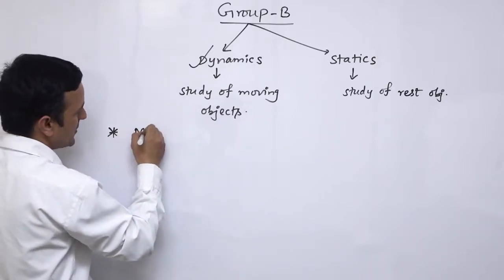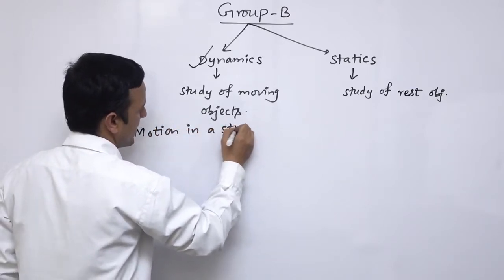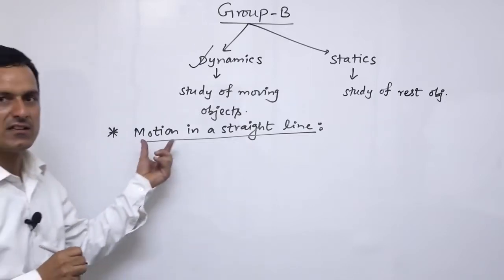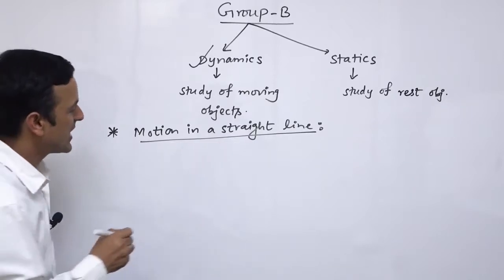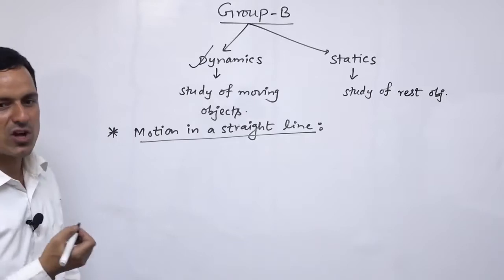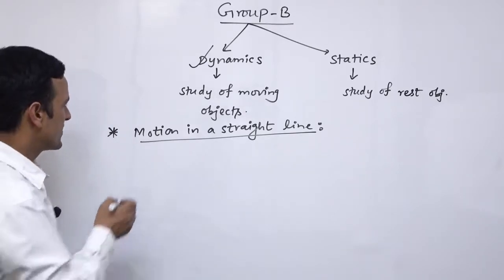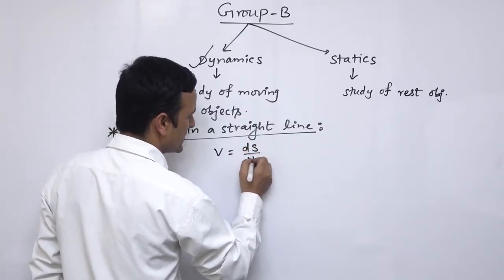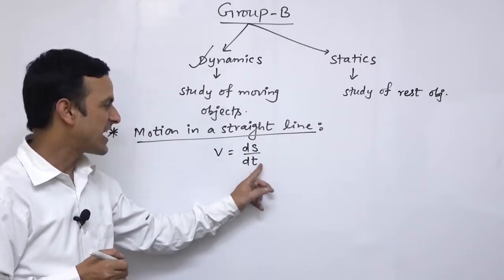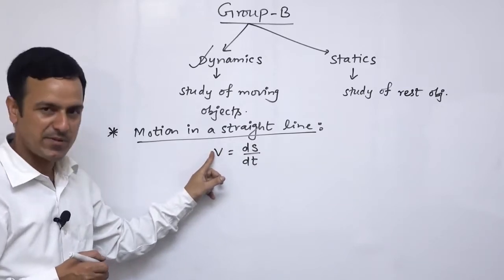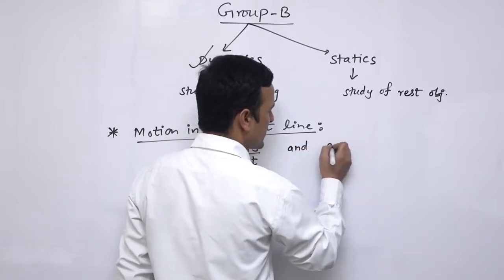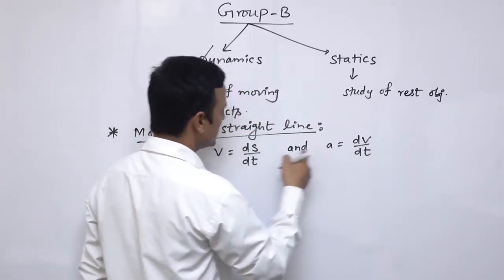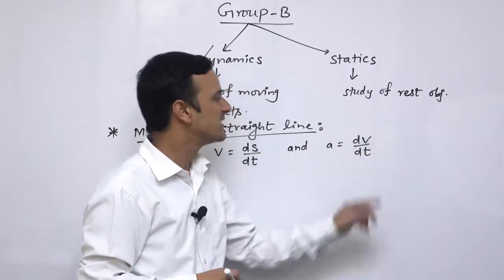So in dynamics, first of all, write down motion in a straight line. We study what the motion of a particle or object is like when it is in a straight line. For this we have to become familiar with some terminology. For this, we must know velocity. Velocity means the rate of displacement. Rate means with respect to t. The distance it covers with respect to time is what we call velocity. And acceleration is the rate of change of velocity: a is equal to dv by dt. So this is velocity and this is acceleration. This is rate of displacement and this is rate of velocity produced by the body.